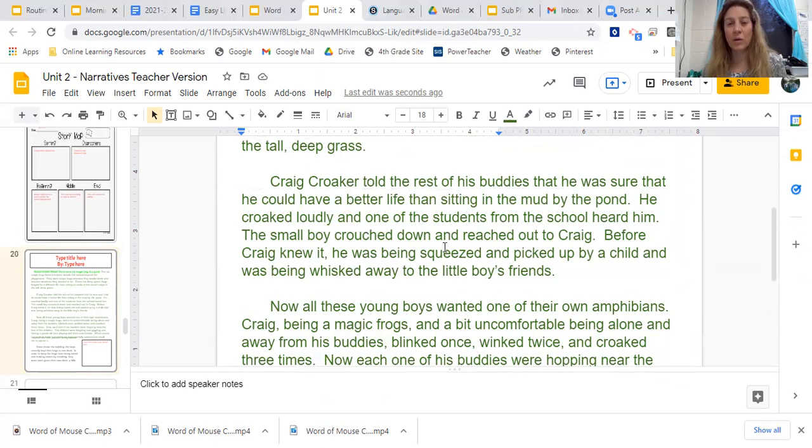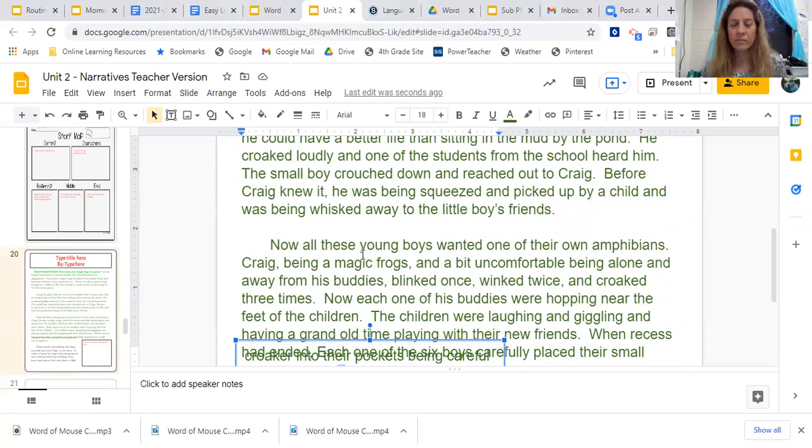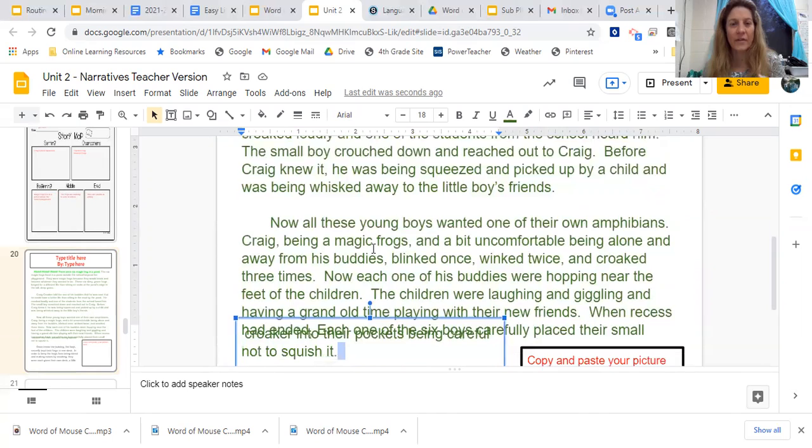The small boy crouched down and reached out to Craig. Before Craig knew it, he was being squeezed and picked up by a child and whisked away to the little boy's friends. I still haven't gotten to the frogs being in the classroom yet, so I'm going to continue my story, but my scene's changing, so I'm going to start a new paragraph.